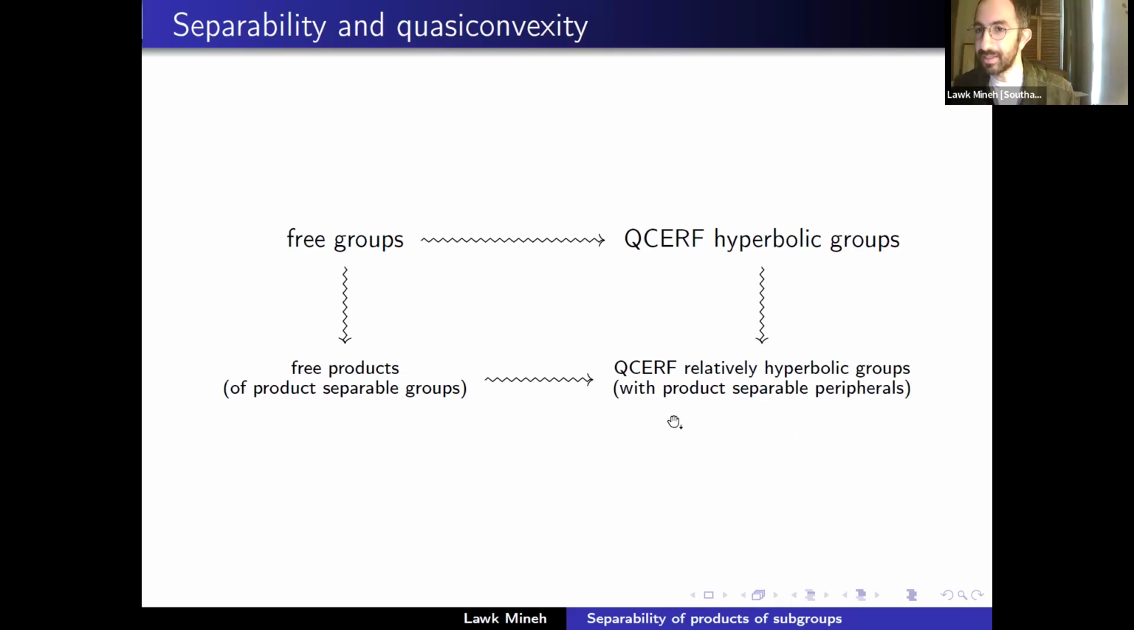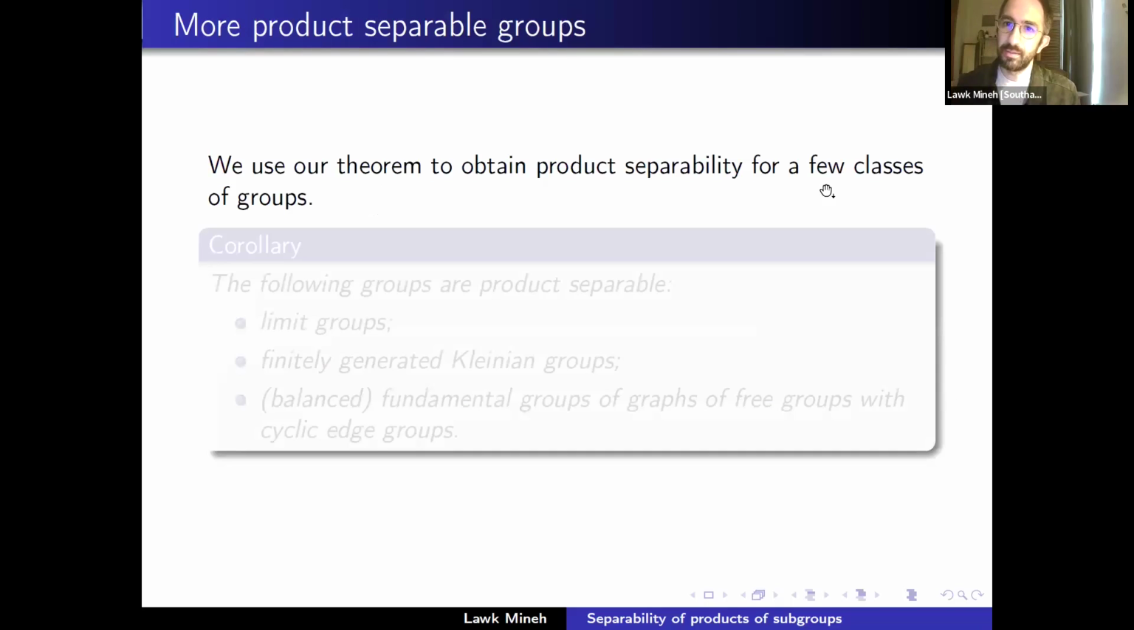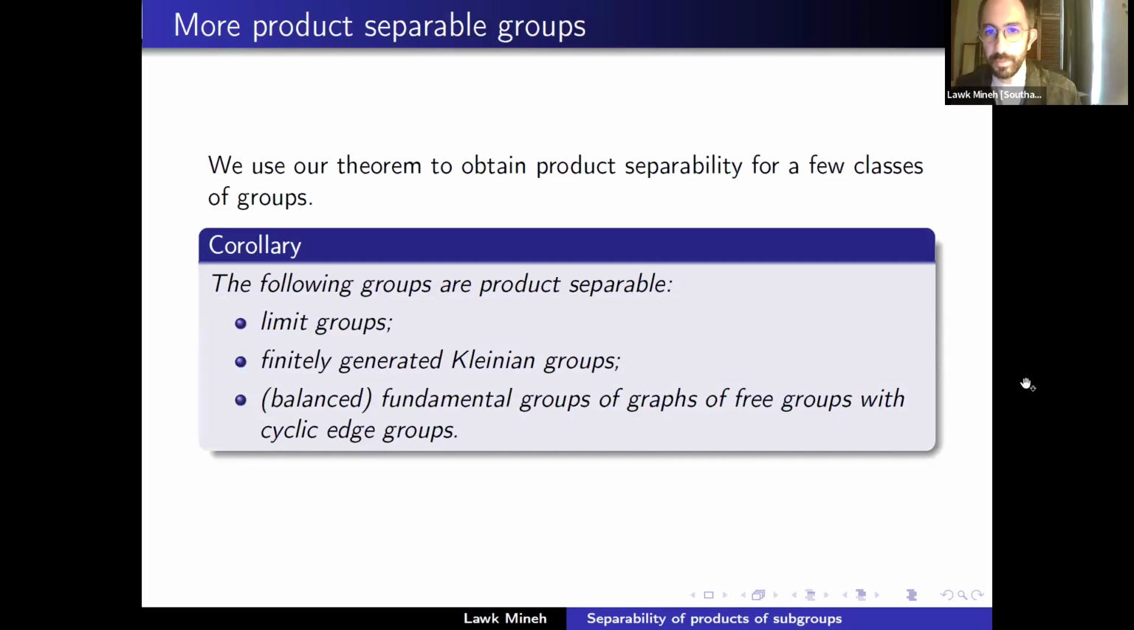And the vertex stabilizers correspond exactly to the bad subgroups again. So we exactly expect the result that I had on the previous slide: as long as the bad subgroups, the vertex stabilizers, are nice, then products of the quasi-convex subgroups, the nice subgroups of relatively hyperbolic groups, are separable. And in fact, using this, we actually obtain product separability on the nose for quite a few classes of groups. So we showed that the following groups are product separable.